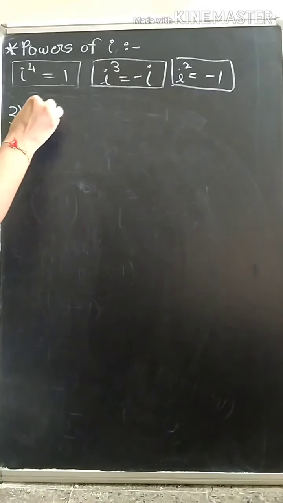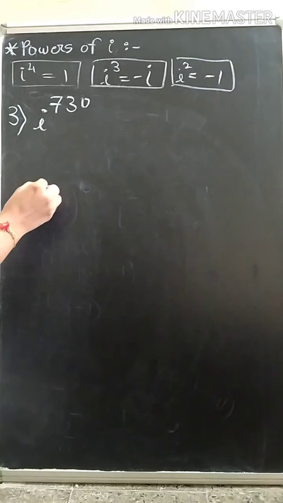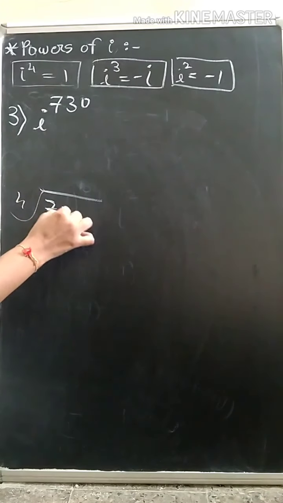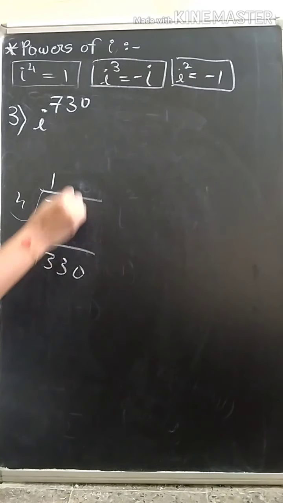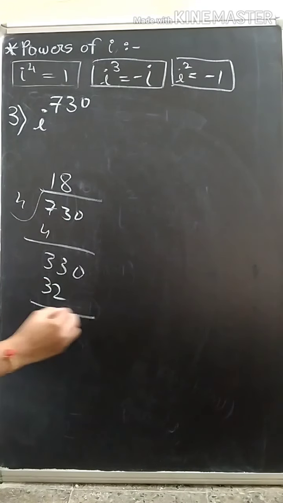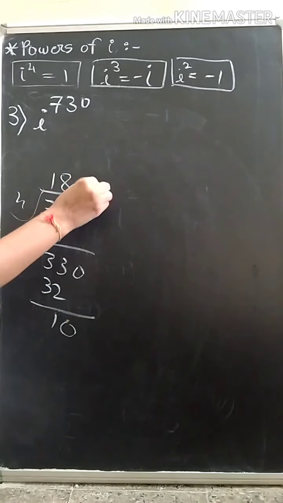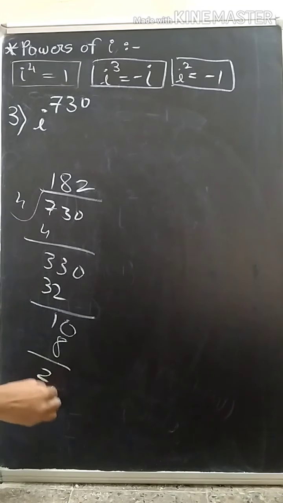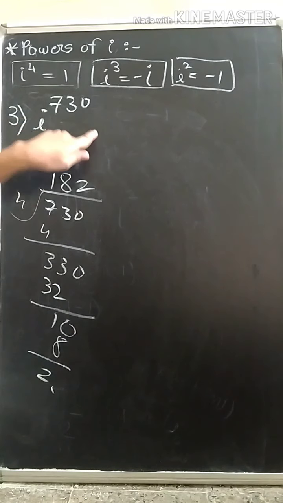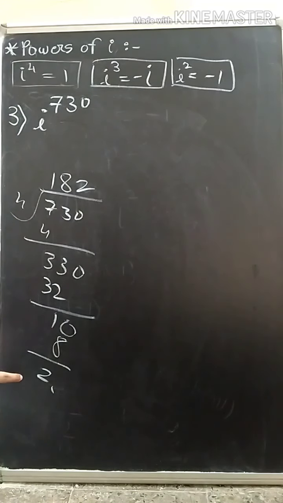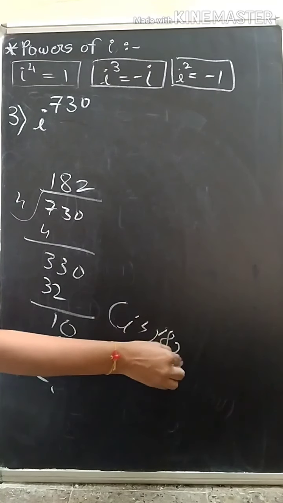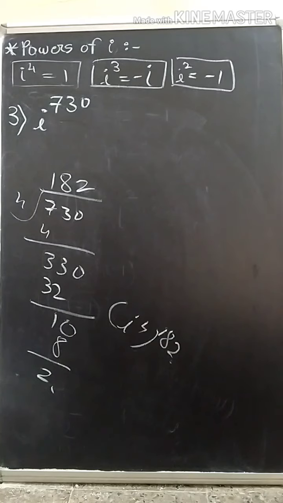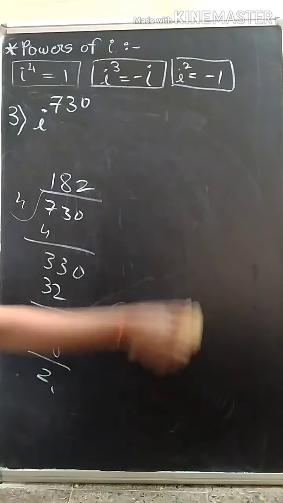Third example, i raised to 730. पुन्हा 4 ने डिवाइड करायचं 730 ला. 4 1 जा 4, 3, 4 8 जा 32, 8, 2 is remainder. Simply आपण जसं 730 च्या जागेवर 4 into 182 plus 2 लिहितो, तर आपण बघितलं i raised to 4 raised to जे पण आपण घेणार आहोत पॉवर ती 1च होणार आहे, ती पॉवर 1च येणार आहे.